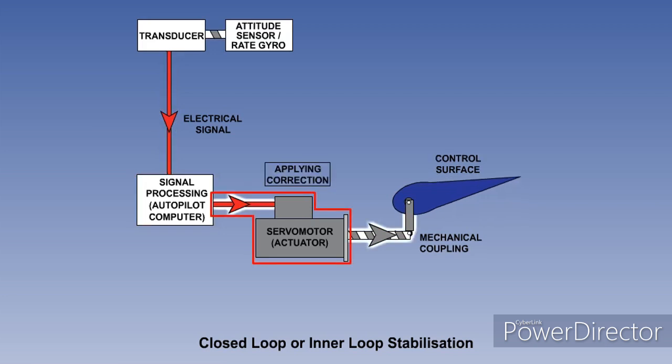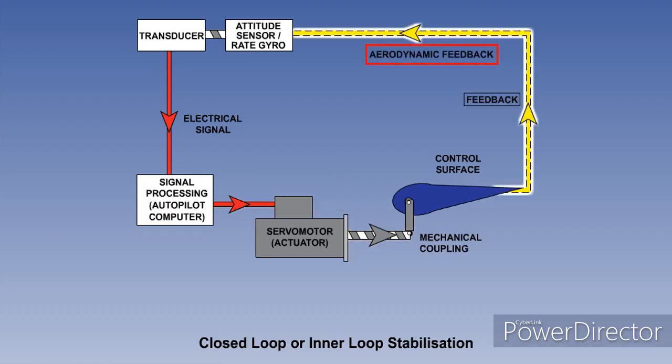The signal is then sent to a servo motor, which converts the electrical signal into a mechanical movement to move the flight controls, again in proportion to the command signal. The control surfaces will move, and the aircraft will respond to return back to wings level. The aerodynamic feedback repositions the gyro, and when the aircraft is back to wings level, the control surfaces are moved back to a neutral position to maintain the stabilized attitude.